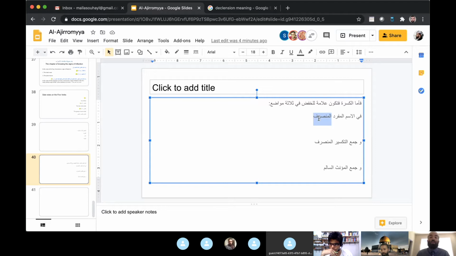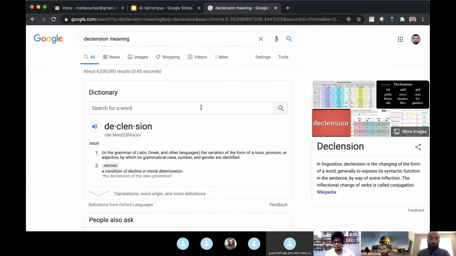And the way we call this, al-munsarif would be fully declinable, and ghayr munsarif would be partially declinable. When we say partially, it means it accepts only a part of the diacritical marks. It partially accepts diacritical marks. Fully declinable and partially declinable.